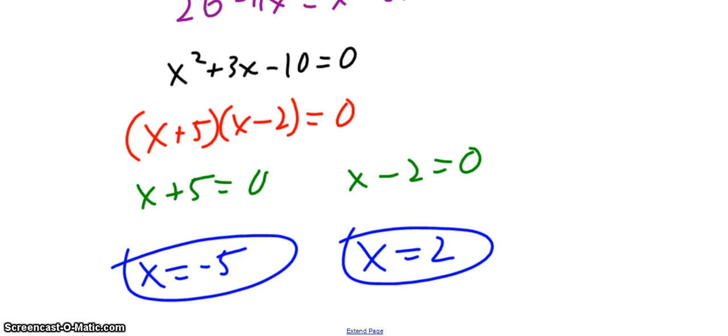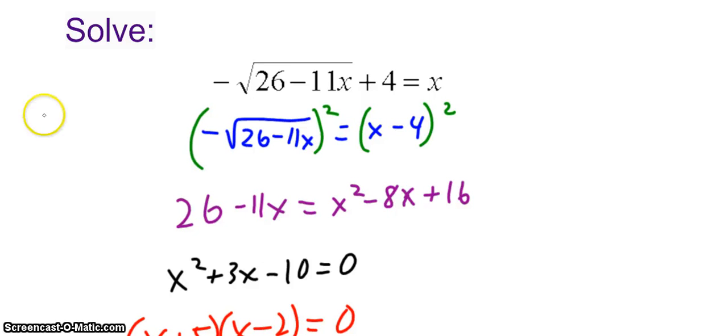I do have to check for extraneous solutions. So go back to the original equation. If I plug in a negative 5, negative 11 times negative 5 is positive 55. 55 plus 26 is 81. The square root of 81 is 9. 9 times negative 1 is negative 9. Negative 9 plus 4 is negative 5.